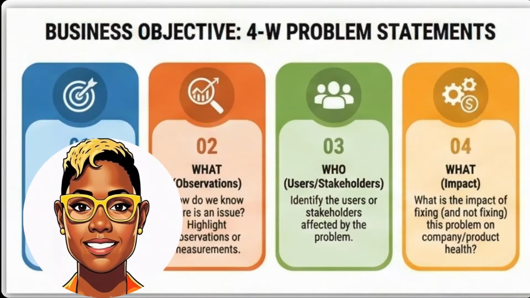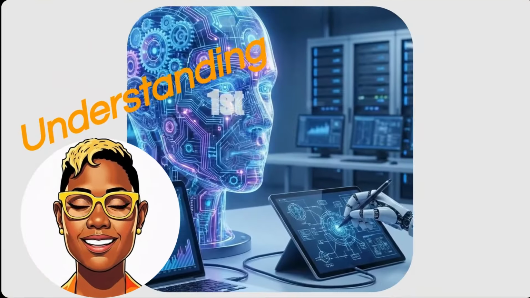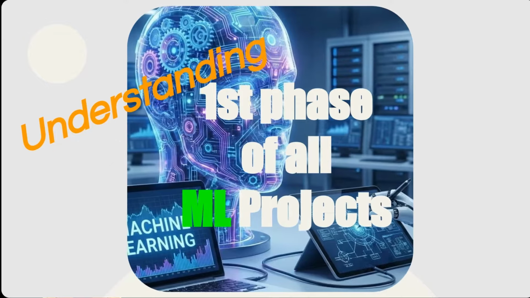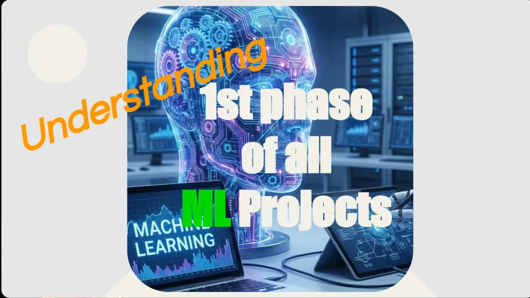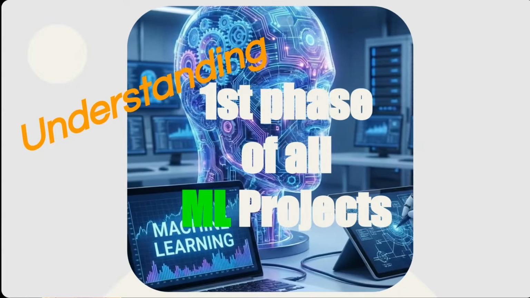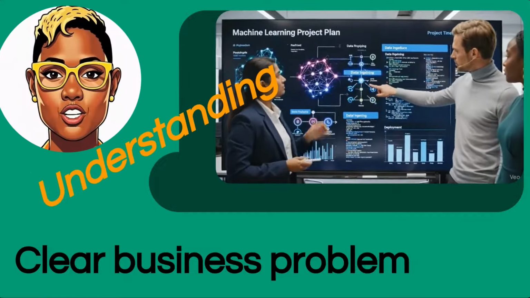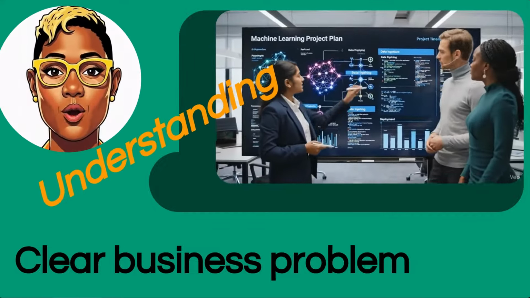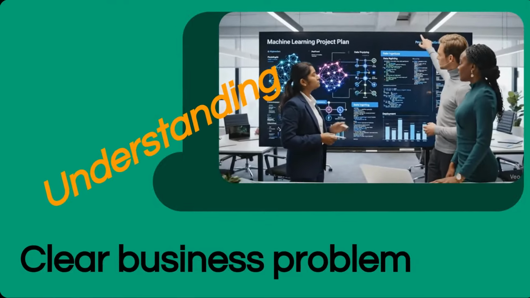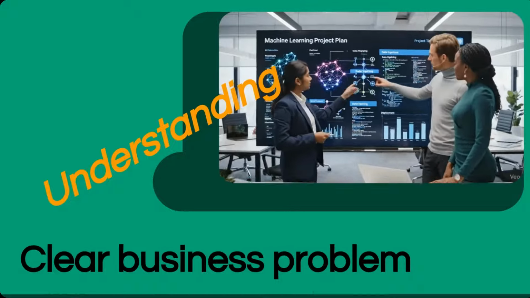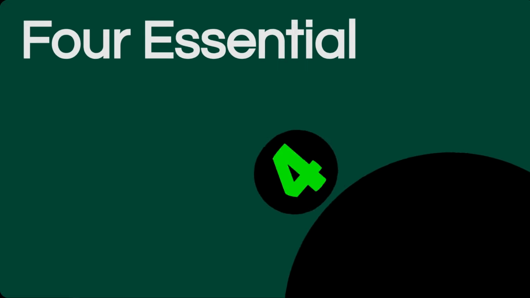The first step in any successful machine learning project is to understand the business context. Before tackling technical details or writing any code, it's essential to identify your project's purpose. Every machine learning journey should begin with a specific, well-defined business problem. This understanding of the business problem should guide all your decisions, serving as your North Star.